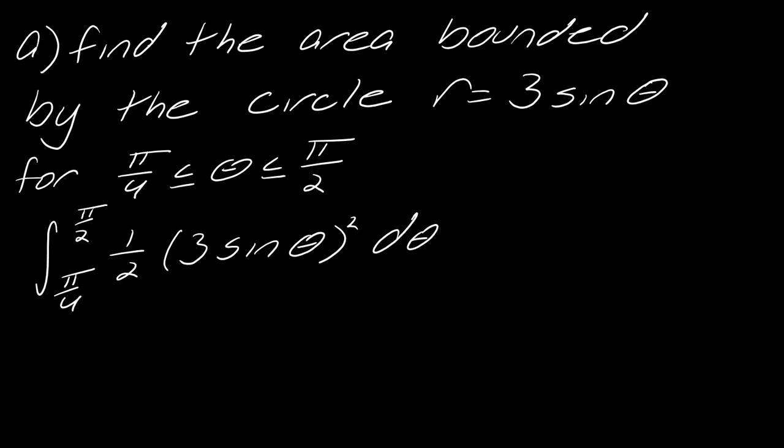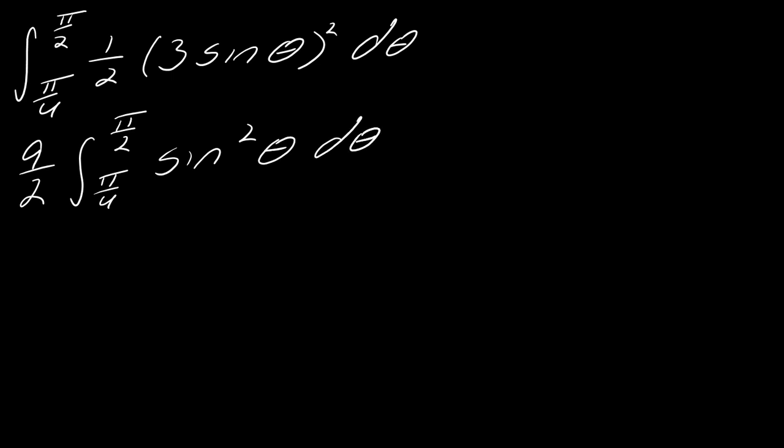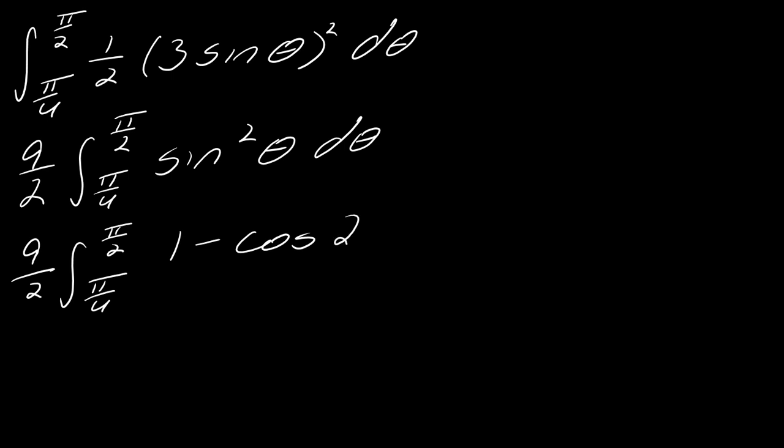Now here's what I have to integrate. 3 squared is 9, so I'll take the 9 over 2 out. Now I just need to integrate sine squared theta d theta. This is a classic integral. We have to rewrite this sine squared using our half angle formula. So this is going to be 9 over 2, from pi over 4 to pi over 2, and I'm going to rewrite sine squared theta as (1 minus cosine of 2 theta) over 2.